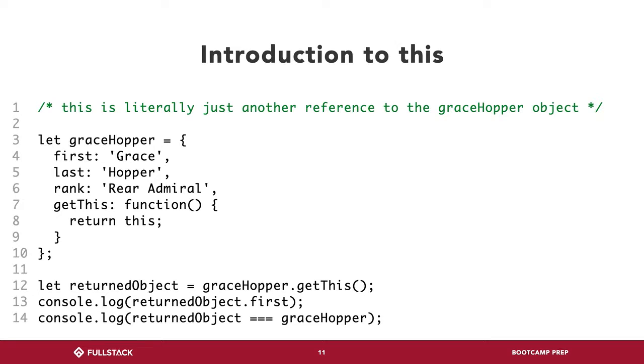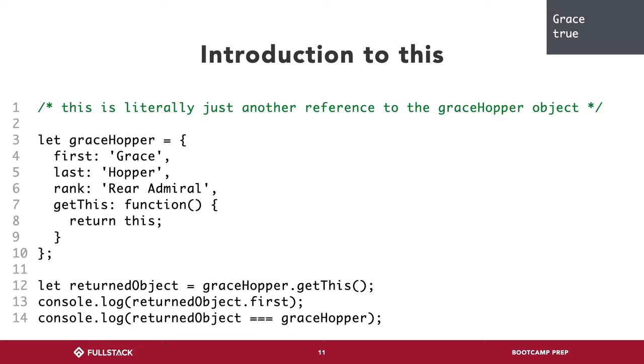Since this is a reference to Grace Hopper, the returned object is being set to this, right? Because you're invoking get this and it's returning this, a reference to Grace Hopper. So then returnedObject.first should be Grace, right? And this should be equal, right? And that's just what it is. It's the same thing.